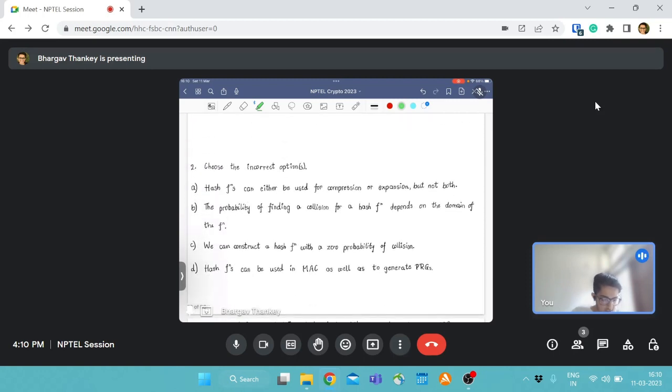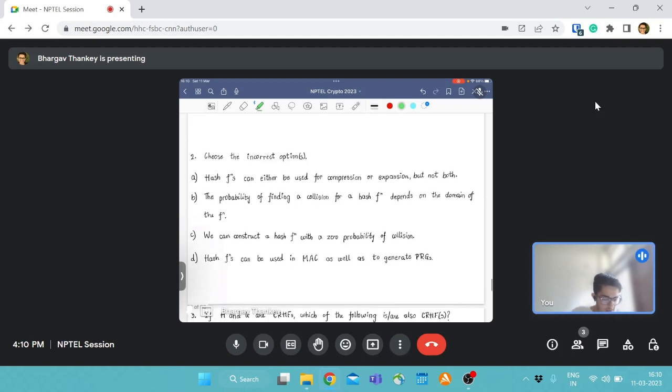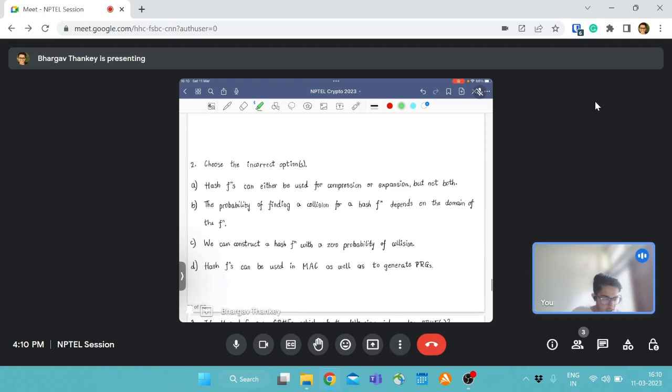So choose the incorrect options. Option A: hash functions can either be used for compression or expansion, but not both. Option B: the probability of finding a collision for a hash function depends on the domain of the function. Option C is we can construct a hash function with a zero probability of collision, and option D: hash functions can be used in the construction of MACs, that is message authentication codes, as well as to generate PRGs, that is pseudo random generators. So, which of the options are incorrect?